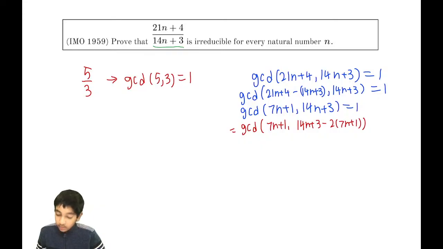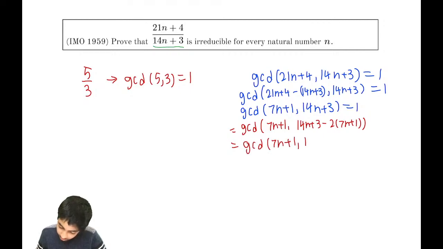Right? Because we just use the Euclidean algorithm. And this simplifies to the GCD of 7n plus 1 and 1, since this term here is just 14n plus 2, and 14n plus 3 minus 14n plus 2 is 1. So what is the value of the GCD of 7n plus 1 and 1?